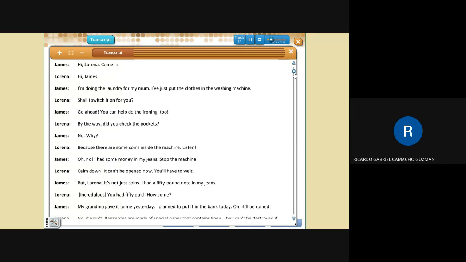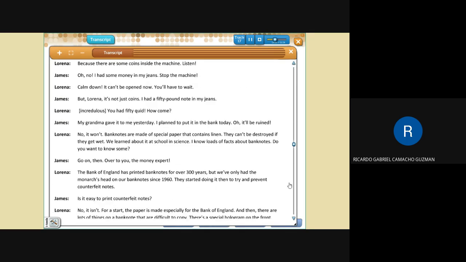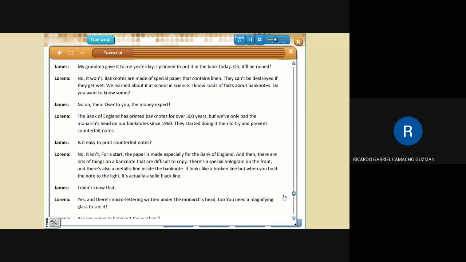By the way, did you check the pockets? No, why? Because there are some coins inside the machine. Listen. Oh no! I had some money in my jeans. Stop the machine. Calm down. You can't open it now. You'll have to wait. But Lorena, it's not just coins. I had a £50 note in my jeans. You had 50 quid. How come? My grandma gave it to me yesterday. I plan to put it in the bank today.